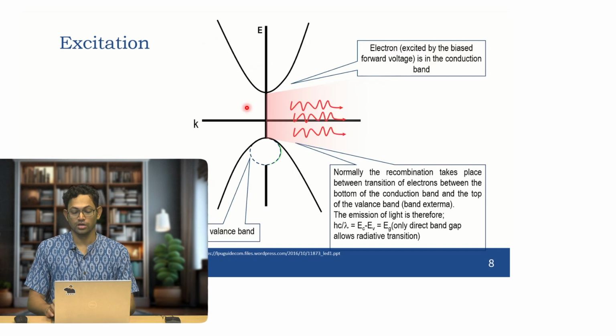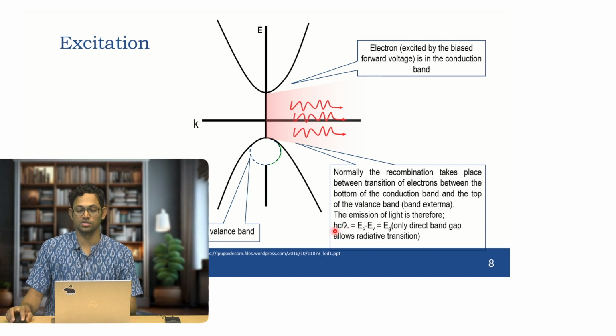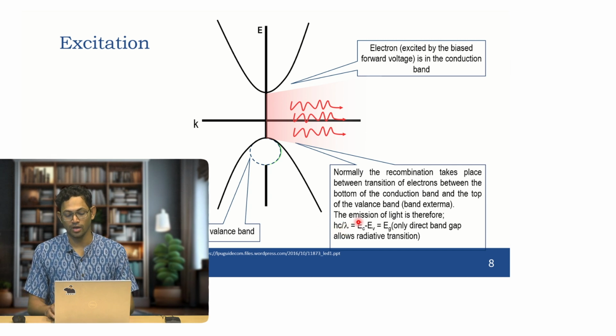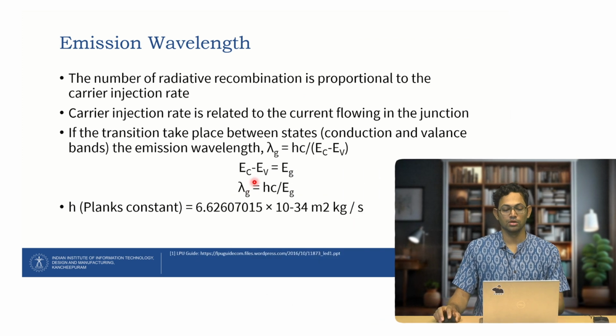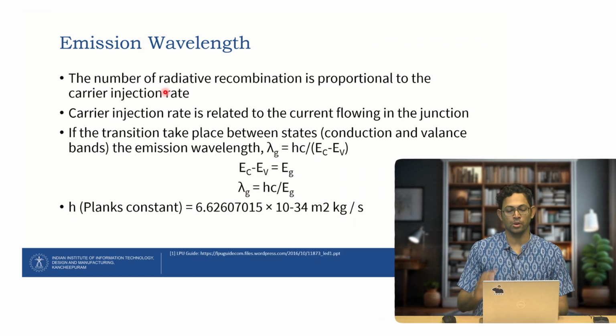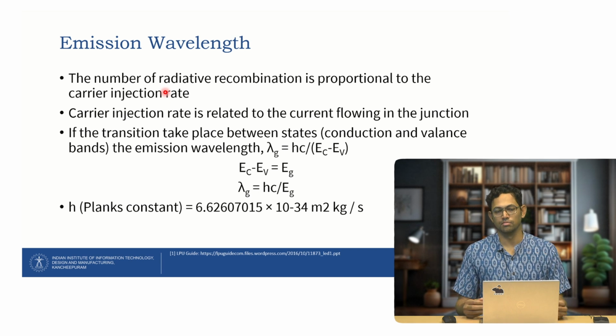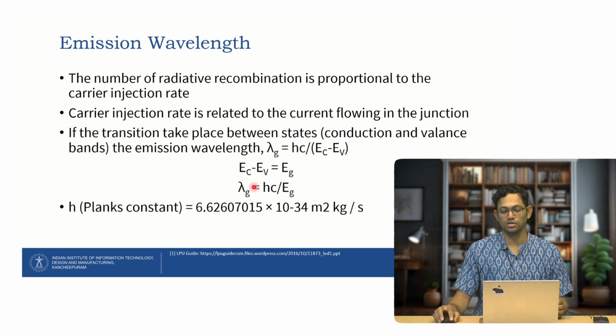The frequency is also equal to the speed of light over the operating wavelength. So you can see that it is hc by lambda. Now, what is the emission wavelength? The emission wavelength depends on the band gap. The lower the band gap energy, the higher the wavelength, because energy is inversely proportional to the wavelength.